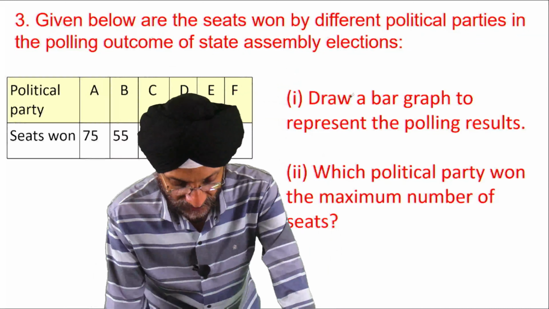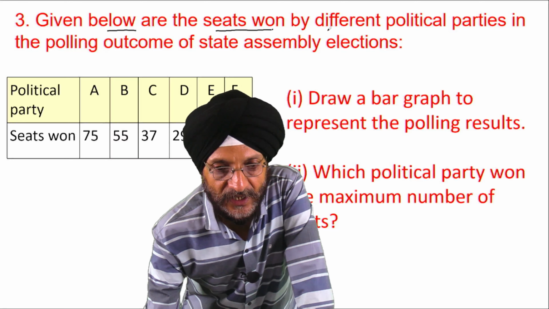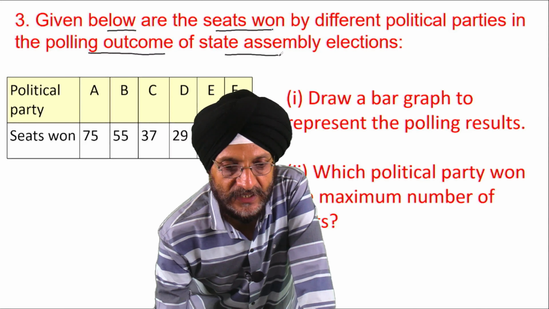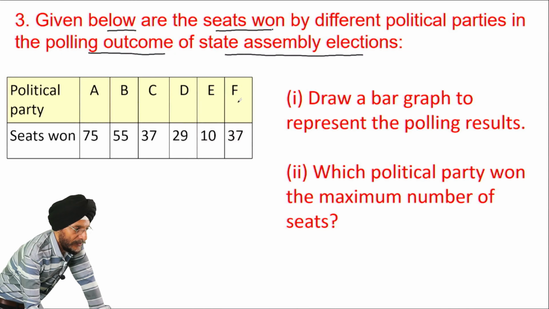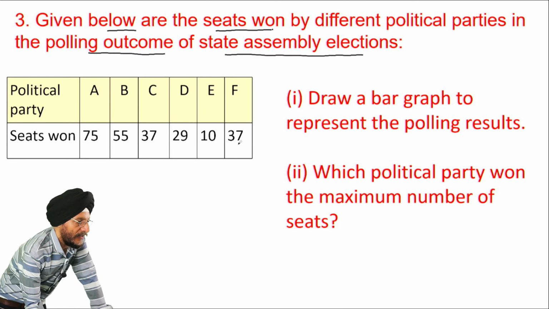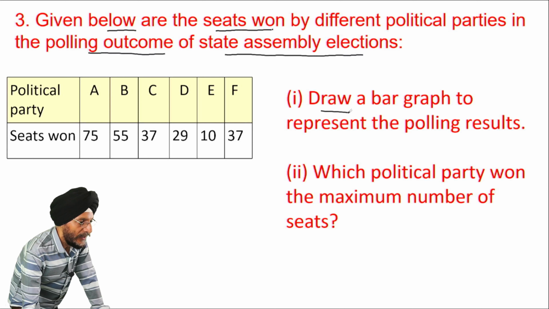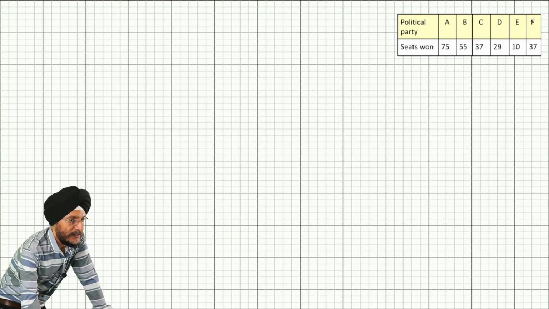Now the question before us is, given below are the seats won by different political parties in the polling outcome of state assembly elections. Here the political parties are given, names are given A, B, C, D, E, F, and then the seats which have been won by the parties are given. Now we have been asked to draw a bar graph to represent the polling results.